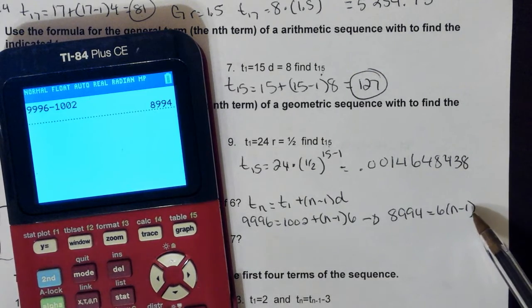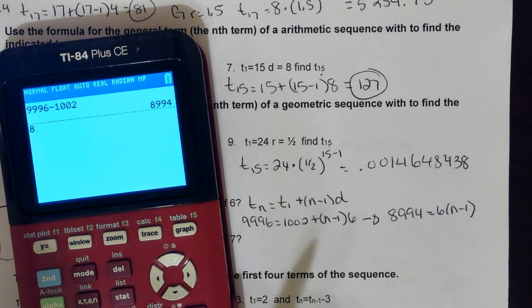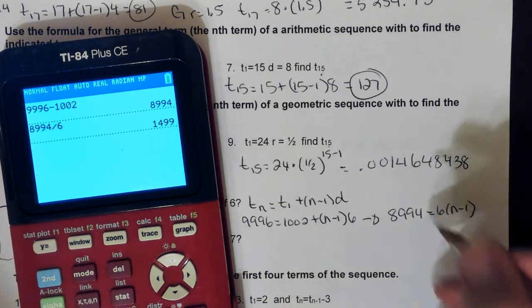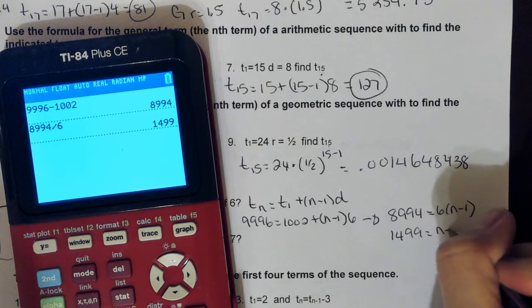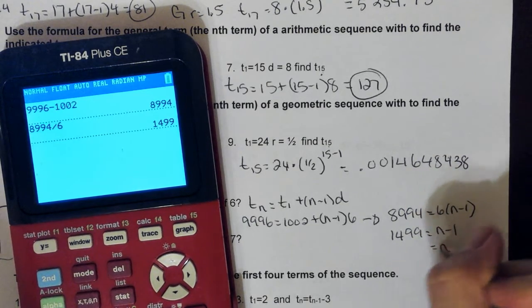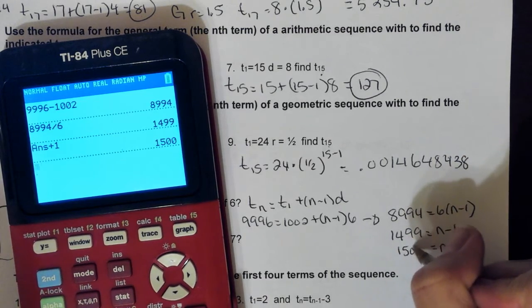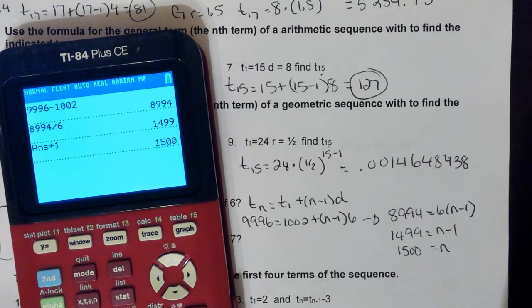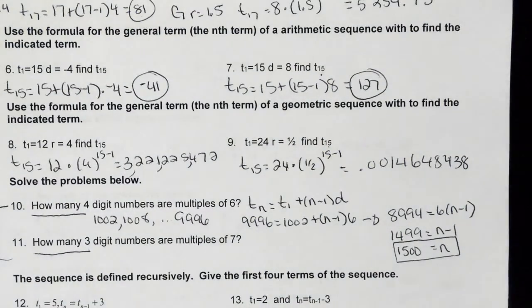Some of y'all like to go ahead and distribute here. I prefer to go ahead and divide. So I take 8,994 and divide it by 6. And I get 1,499 equals n minus 1. So to get n, I simply add 1. And I get 1,500. So there are 1,500 terms that are divisible by 6 that are 4-digit numbers.